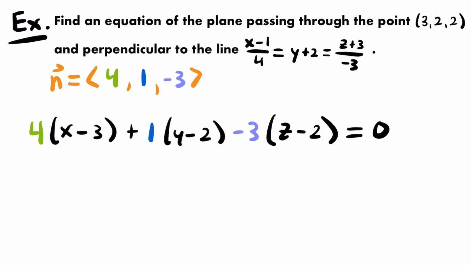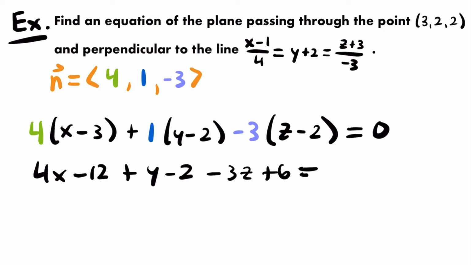Okay, now if we simplify, we'll have 4x minus 12 plus y minus 2 minus 3z plus 6 is equal to 0. And so now what we want to do is move those constant values over to the other side of the equation. So that will be negative 12, negative 2, and positive 6. So we're going to add 12 to both sides of the equation, add 2 to both sides of the equation, and subtract 6 from both sides of the equation.